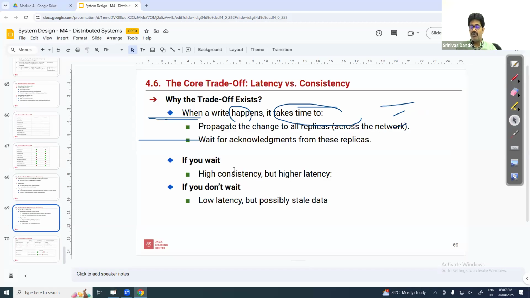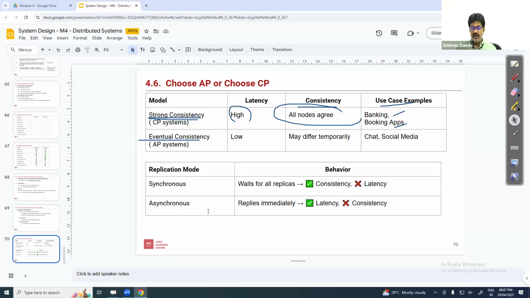If you wait, what are you getting? Is it strong or eventual? Or read it again. Eventual consistency means AP systems give you eventual consistency. Immediately responding with high availability, low latency, highly available, but consistency coming after some time. Meanwhile, you're serving stale data. It may differ temporarily: chat, social media, etc.